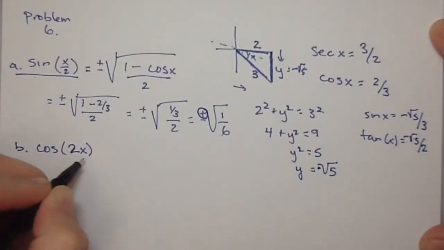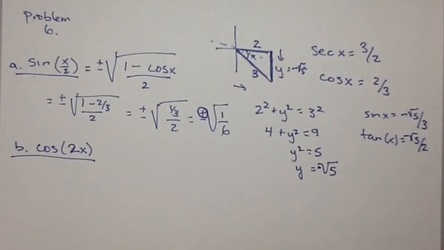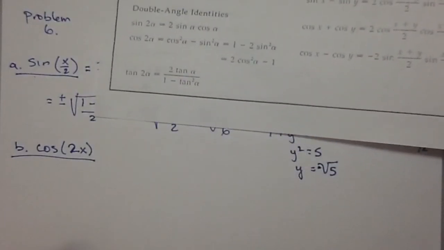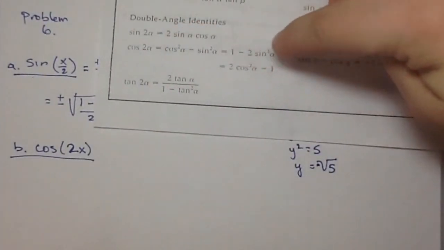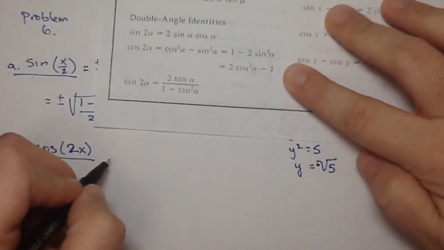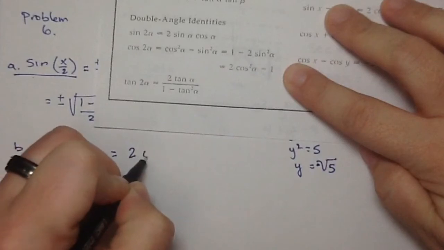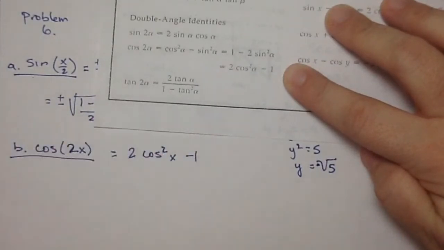Part B says, find the cosine of 2x. So cosine of 2x, again, we look at our double angle formula. We can use any of these, cosine squared or 1 minus 2 sine. I'm going to do this one. Cosine of 2x equals 2 times cosine squared x minus 1.